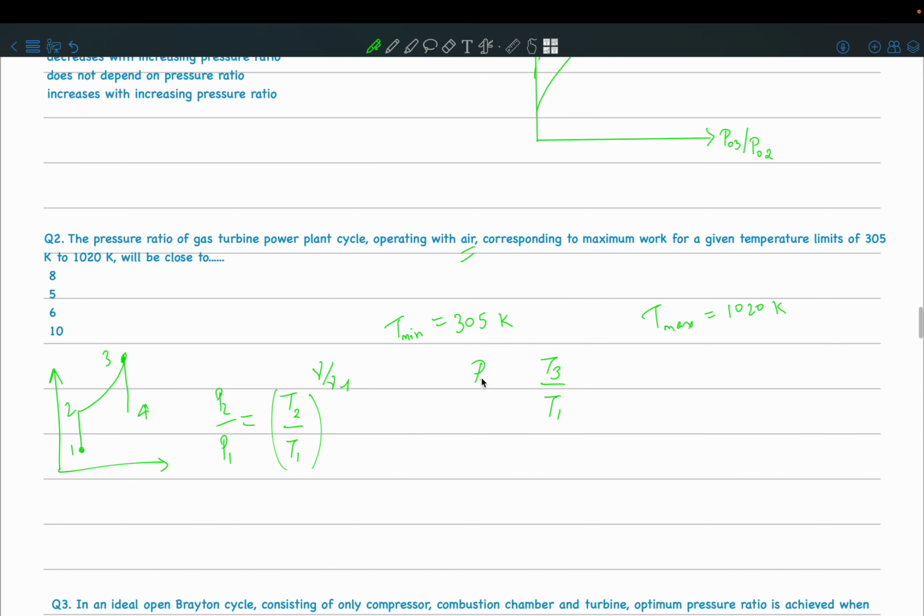In an ideal open Brayton cycle consisting of only compressor, combustion chamber and turbine, that is basically the cycle we drew here, optimum pressure ratio is achieved when? Just see the options and give me an answer. What is the ideal situation? They're talking about compressor exit temperature, which is state 2 over here, and they are comparing it with the turbine exit temperature, that is 4. So what is the ideal situation?